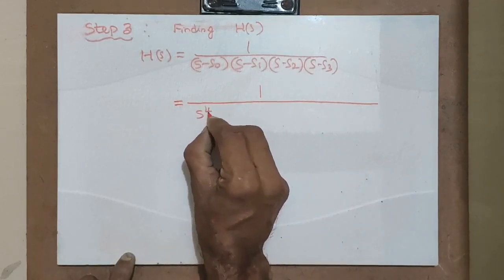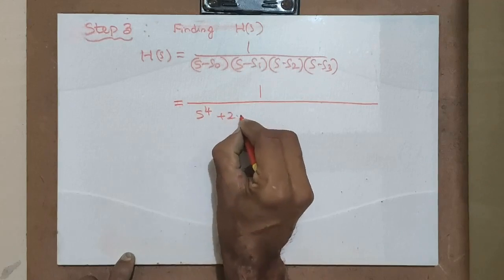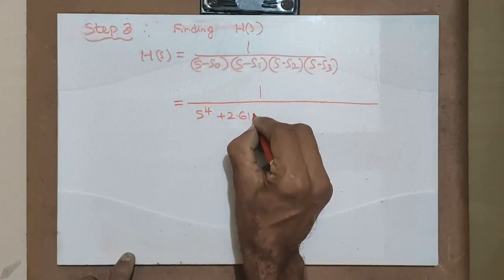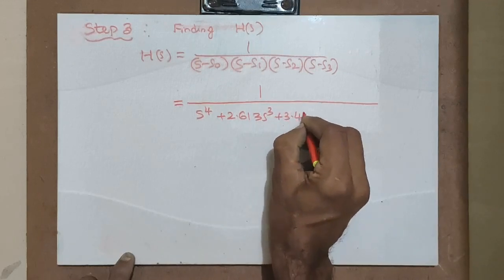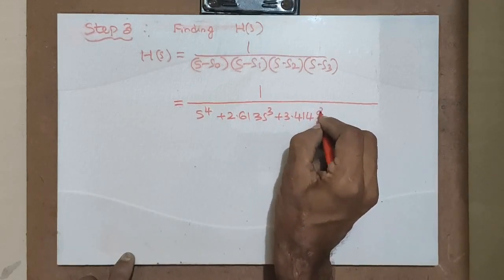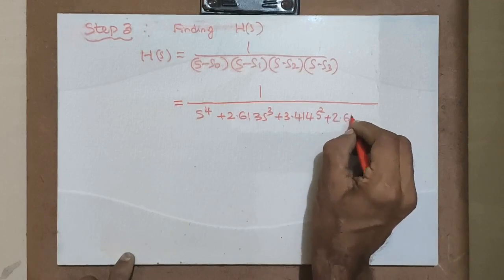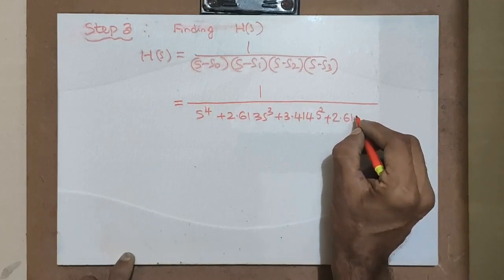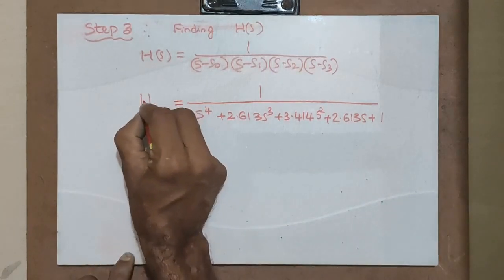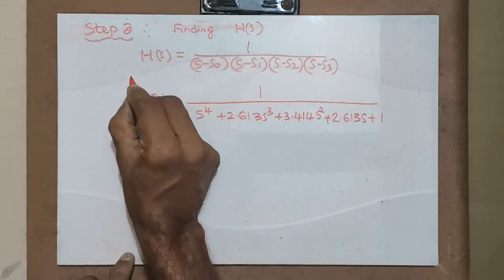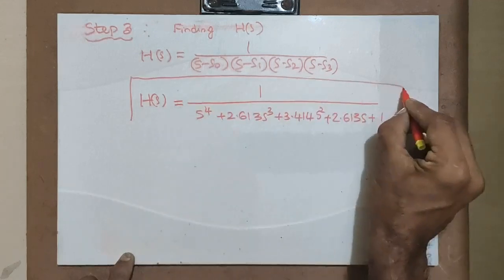and you can see that the answer is written as S raised to 4 plus 2.613 S cube plus 3.414 S square plus 2.613 S plus 1. I found H of S. Step 3.